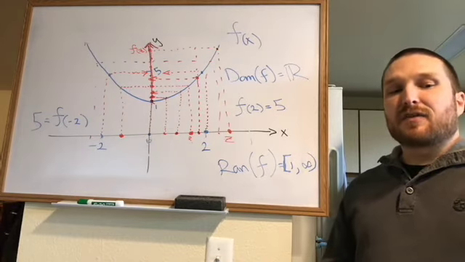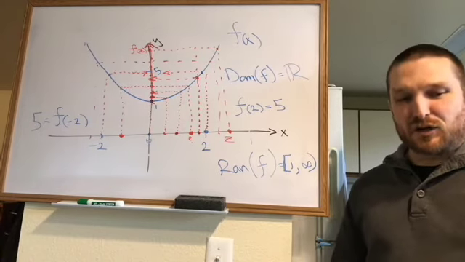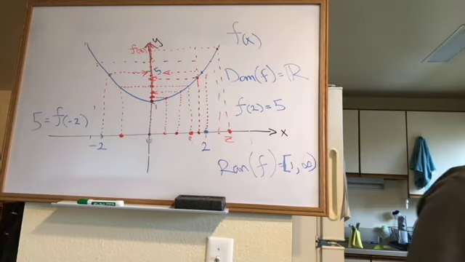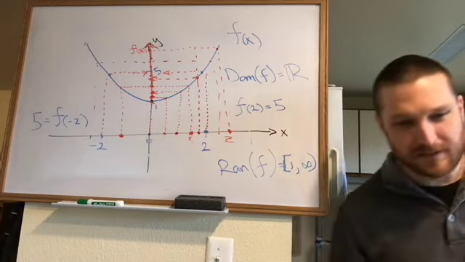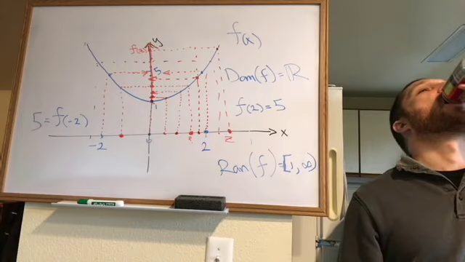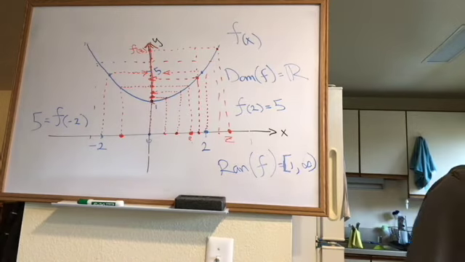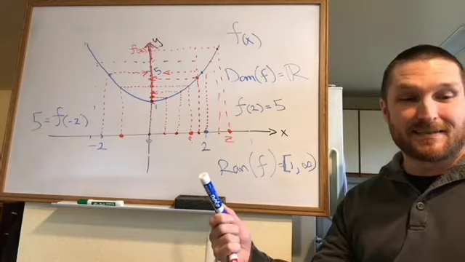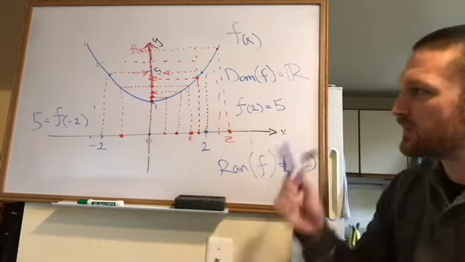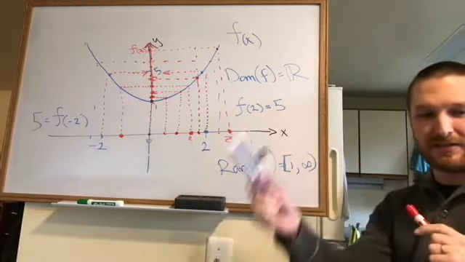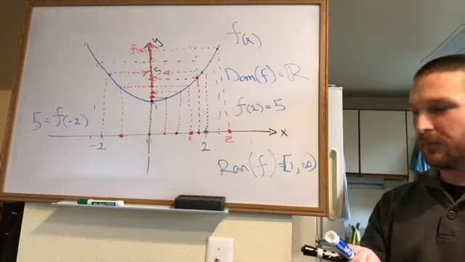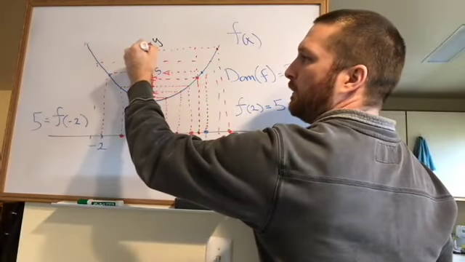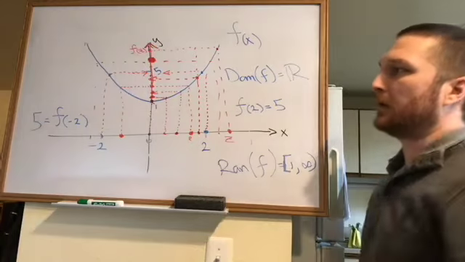Is the inverse of this a function? No. Why? Because each input would have two outputs. Yes, exactly. Remember, the inverse is the inverse relationship. We're saying you got some number as an output. Where did it come from?